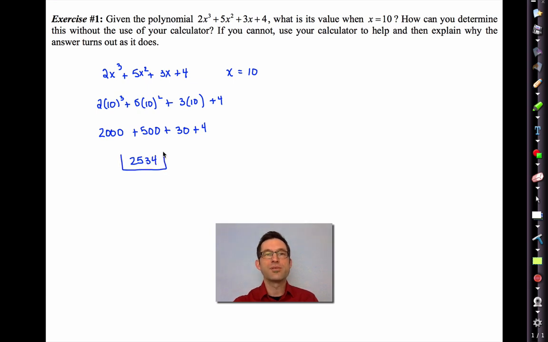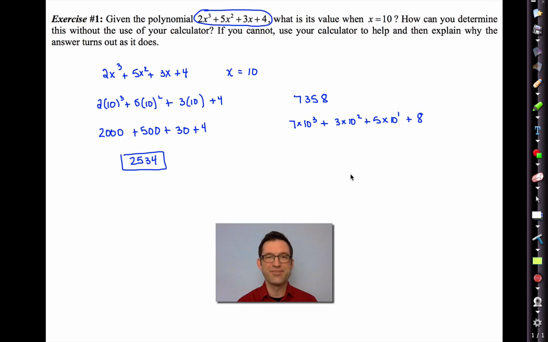You see, polynomials are just an extension of what's called our base 10 number system, right? When we have a base 10 number, like 7,358, this is just 7 times 10 to the third, plus 3 times 10 to the second, plus 5 times 10 to the first, plus 8. The big difference is that when we have a polynomial, the base doesn't have to be 10. It could be anything. On the other hand, if we have a polynomial and we decide to put in a base of 10, then it makes it very, very easy to think about what its value is.